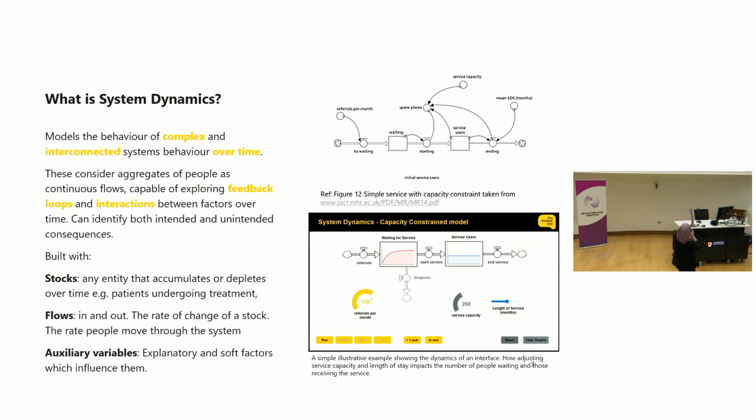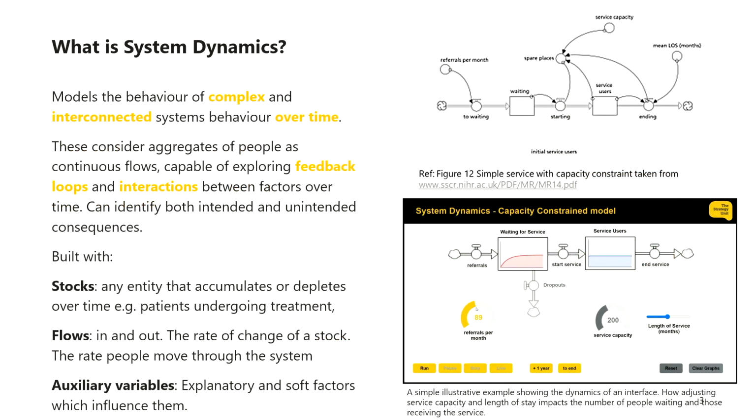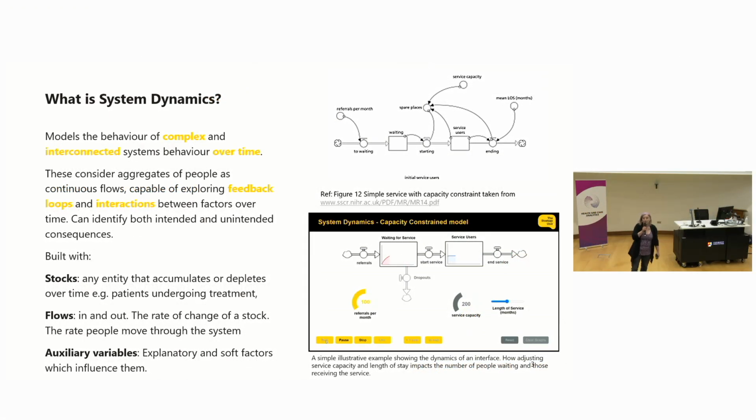The boxes in that represent places where patients or people can accumulate. These are called stocks. Into and out of that stock are flows. It's a bit like a bathtub. The level in that box is determined by the rate in and the rate out. And those flows have got other variables which might influence them. It might be length of stay, it might be capacity. And those auxiliary variables could be explanatory or other factors that influence the model. And those are your basic building blocks of system dynamics.